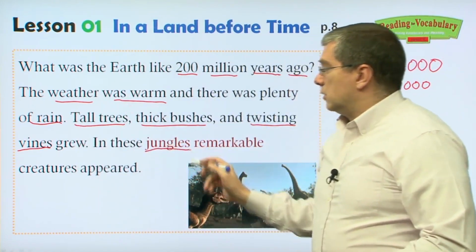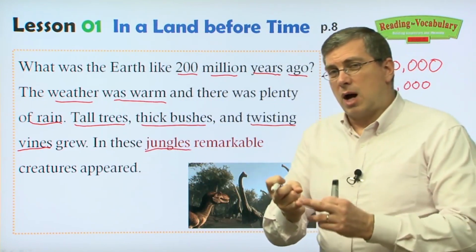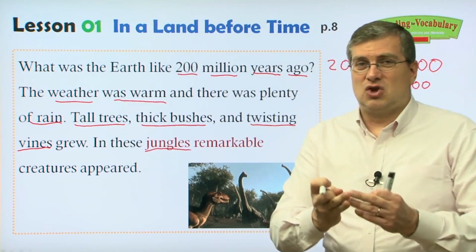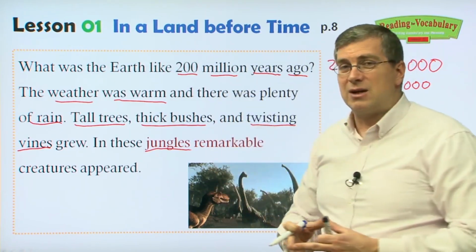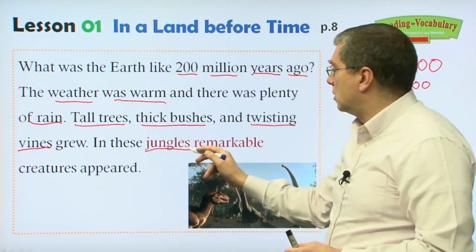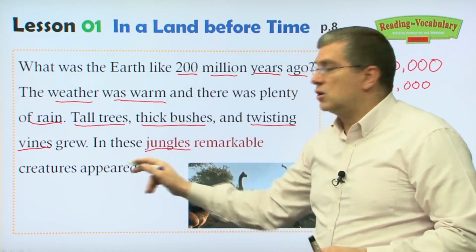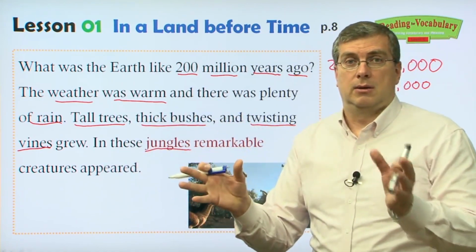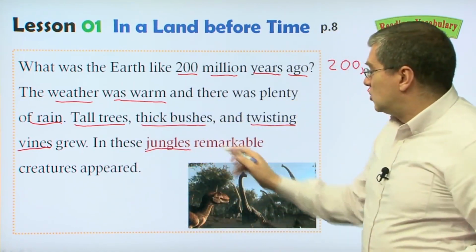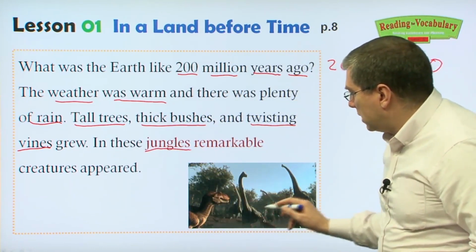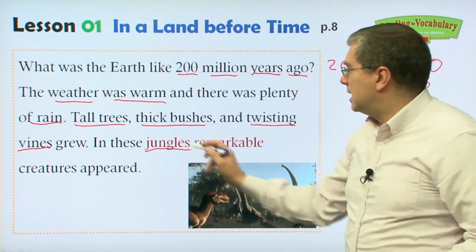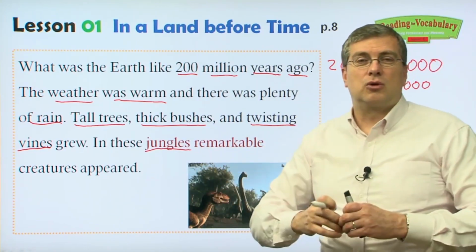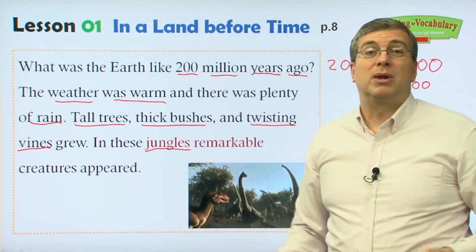In these jungles, because remember, warm or hot with a lot of plants, that's a jungle. So there were many jungles on Earth 200 million years ago. In these jungles, remarkable creatures appeared. Okay? So, in these jungles, of course, the remarkable creatures we're talking about are these, and we'll see that on the next slide. But in these jungles, remarkable creatures could grow. They had a lot of plants to eat.